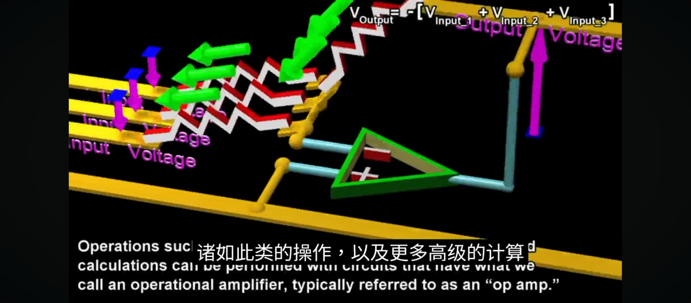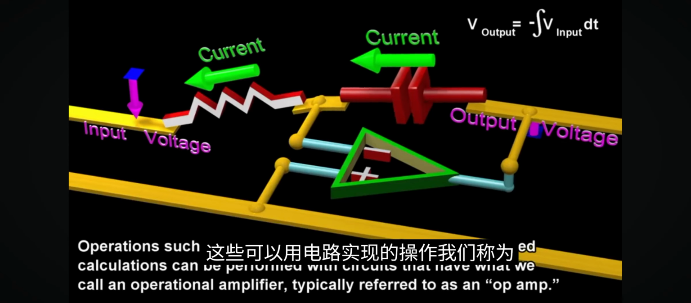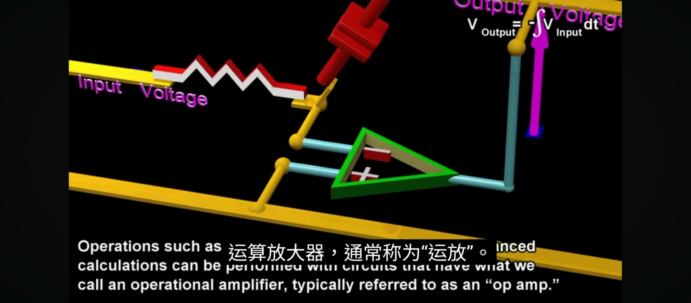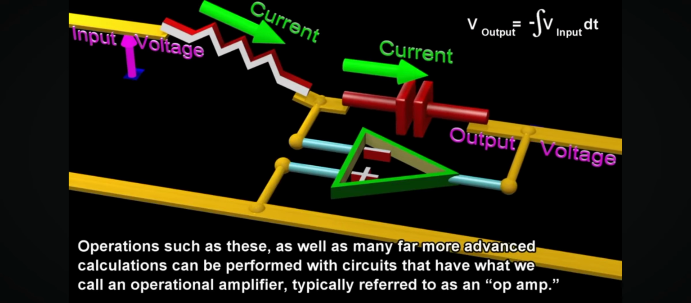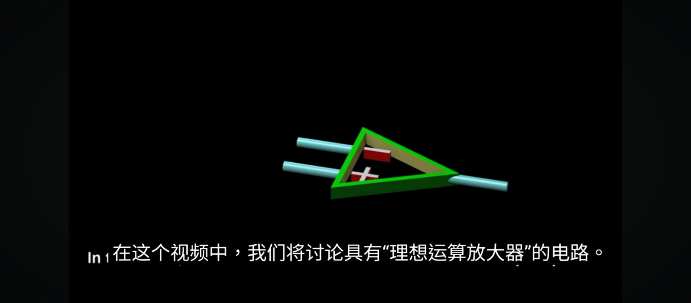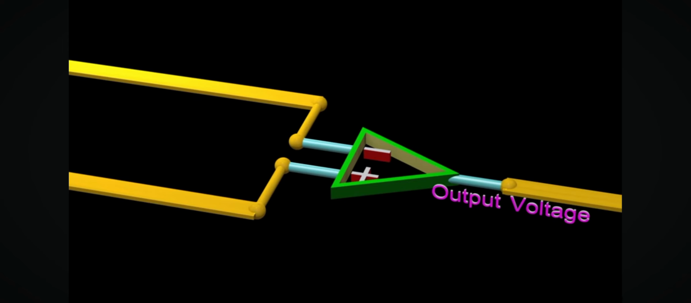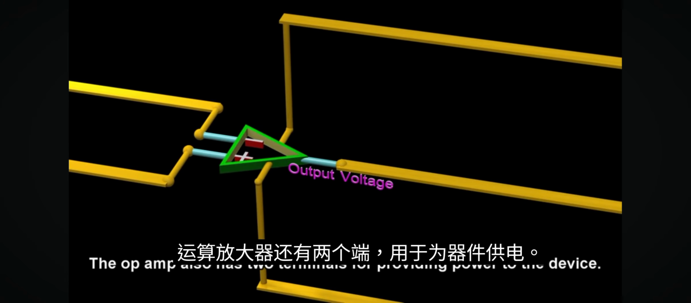Operations such as these, as well as many far more advanced calculations, can be performed with circuits that have what we call an operational amplifier, typically referred to as an op-amp. In this video, we'll discuss circuits that have an ideal op-amp. An op-amp has 2 input terminals and 1 output terminal. The op-amp also has 2 terminals for providing power to the device.